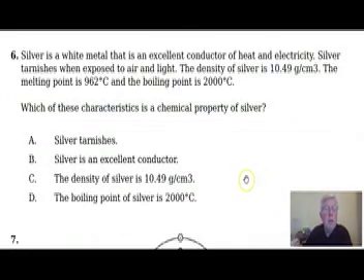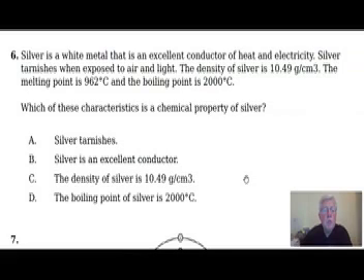Silver is a white metal that is an excellent conductor of heat and electricity. Now, when silver has electricity run through it, it's still silver. When it gets hot and gets cold, it's still silver. Nothing's changing about the substance. So that's a physical property.